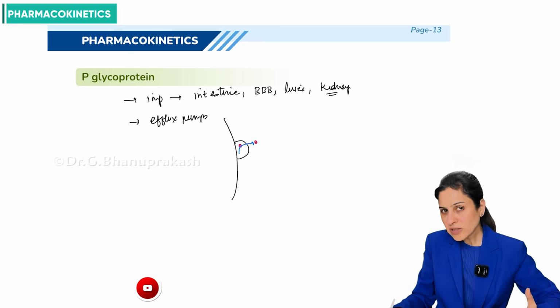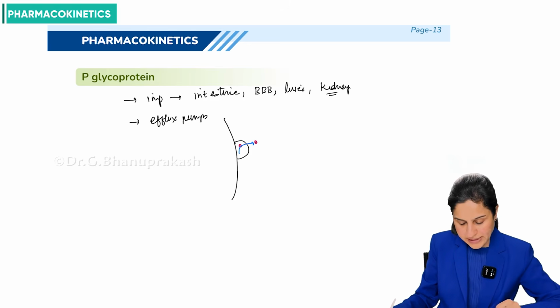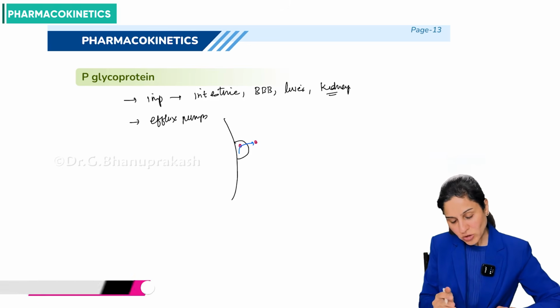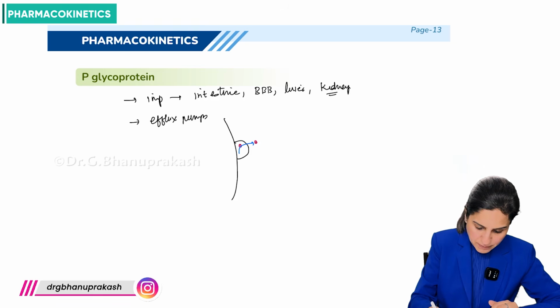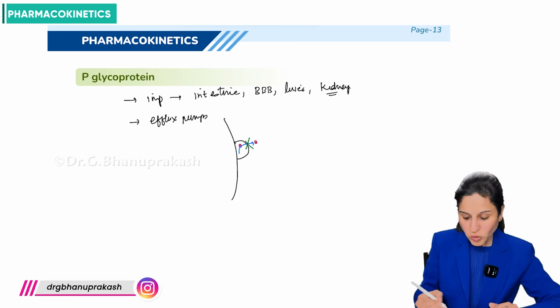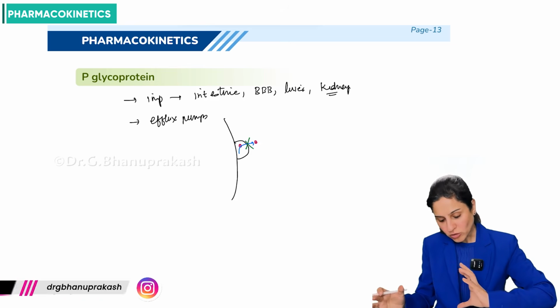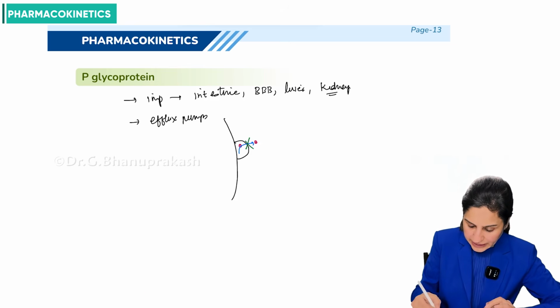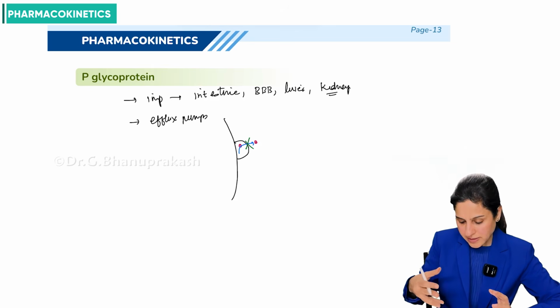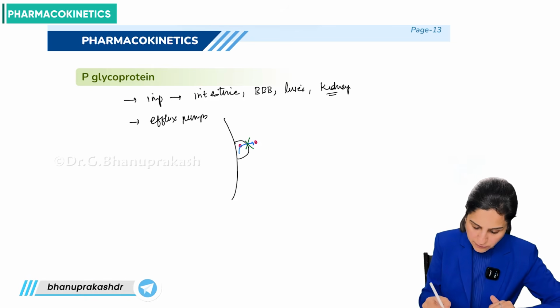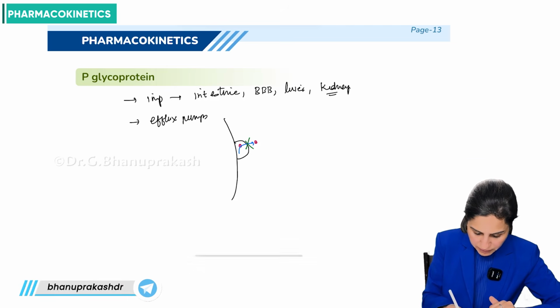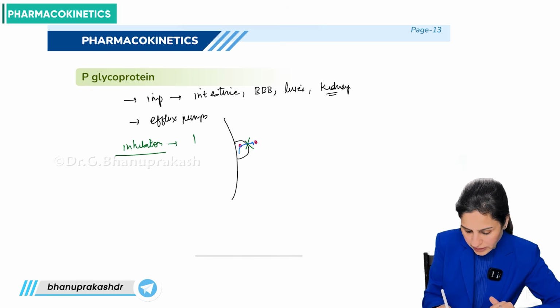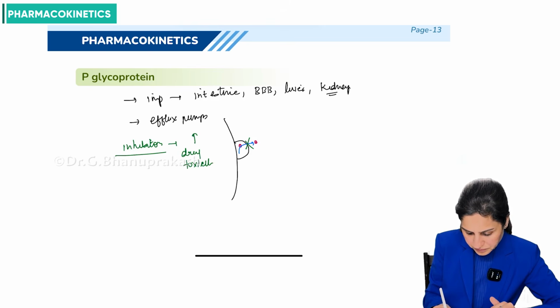Similarly in the kidneys it will be the same, in the intestine also it will be the same. So any drug which is going to inhibit this pump, what will happen? The drug will not be effluxed out. So many a time it can lead to toxicity of the drug. Inside the drug is there, so it can enhance the toxicity. So if you give inhibitors of these efflux pumps, it can lead to an increase in the drug toxicity.